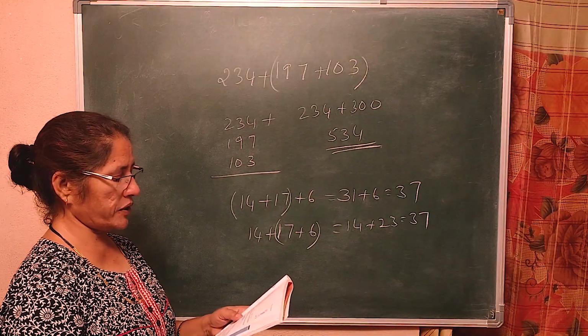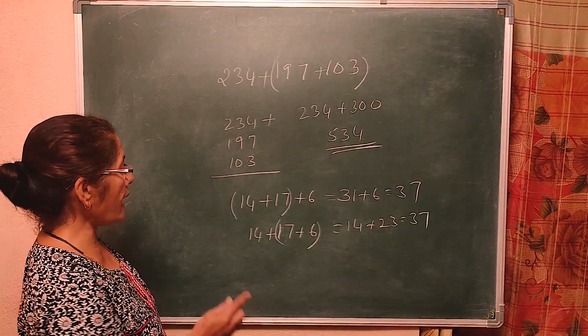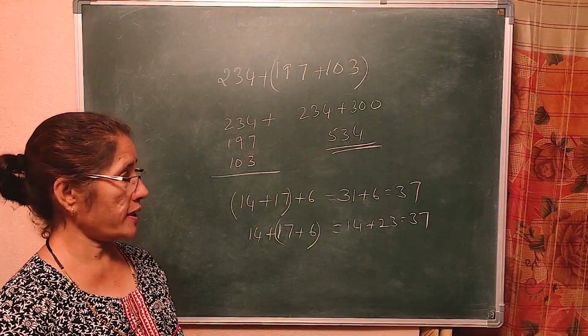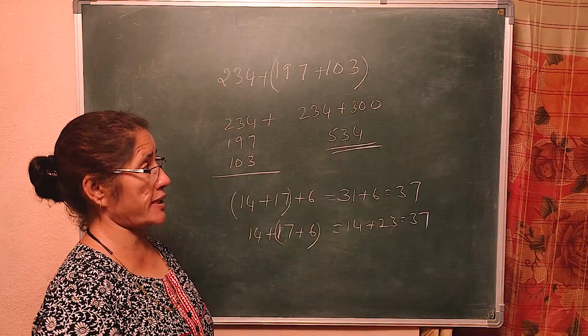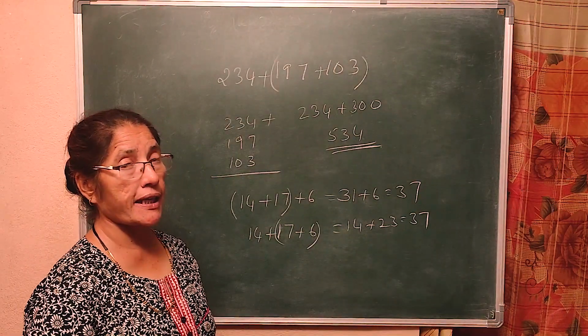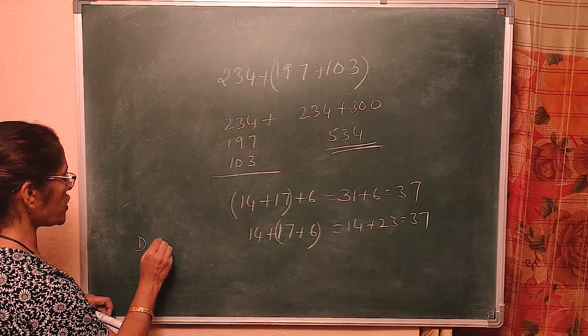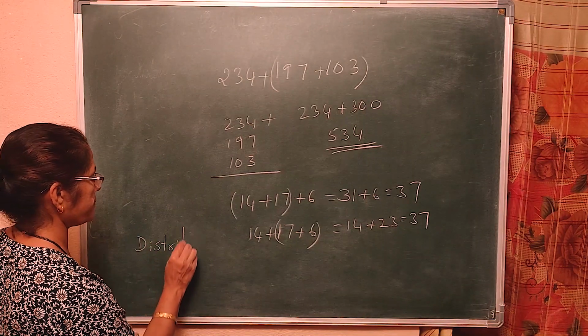Now, example 3. Find 12 into 35. Okay. One more property I forgot. So, here I can use that. What is that property? Called distributive property. What is that called? Distributive property.